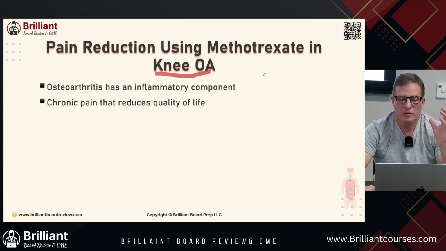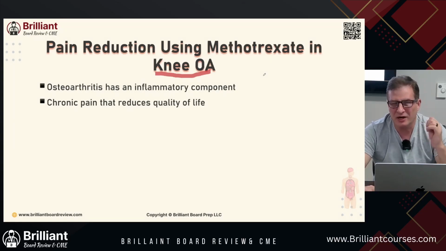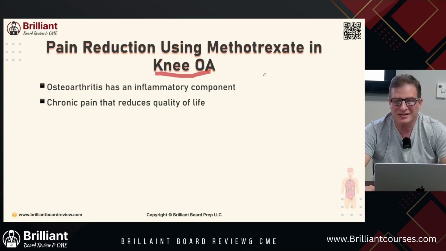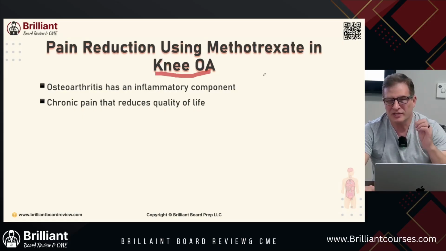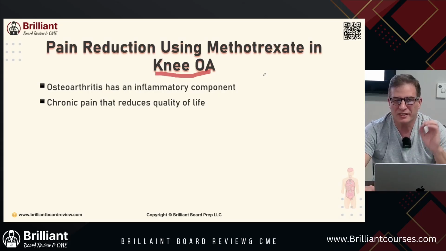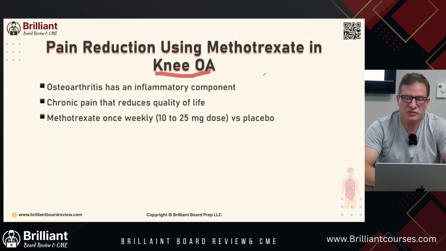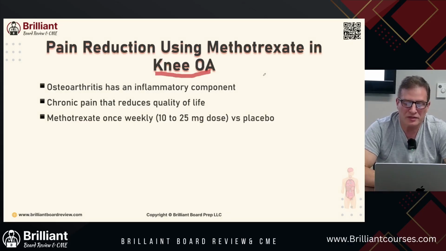Very important: chronic pain reduces the quality of life. If it's hard to get out of your chair, are you going to get out of your chair? If it costs you pain to walk, to go to the grocery store, to go to the pharmacy, you're going to be less likely to do it. Remember, decreased activity causes us to have a decreased level of fitness. In this study, the patients got methotrexate once weekly, either a 10 to 25 milligram dose versus placebo.